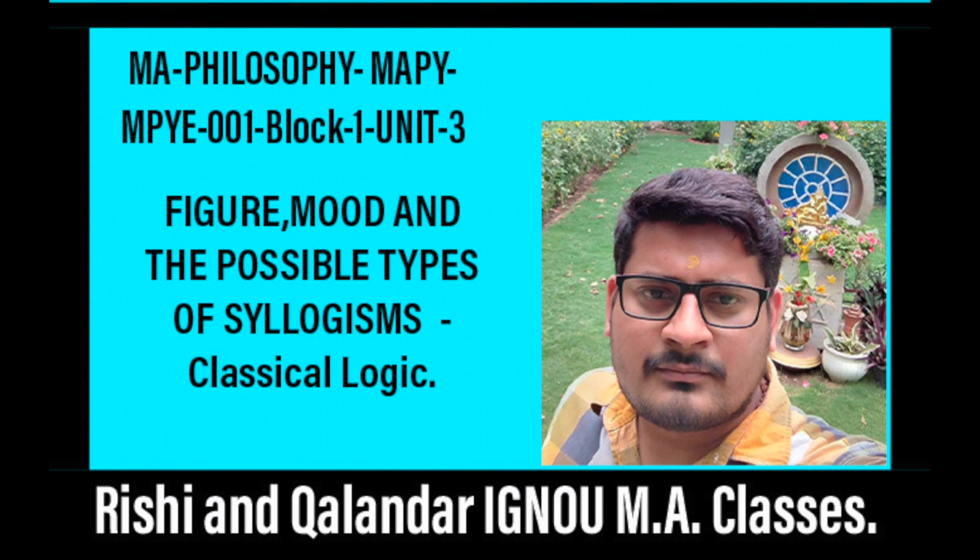Figure 1, MP, SM, so SP. Figure 2, PM, SM, so SP. Figure 3, MP, MS, so SP. Figure 4, PM, MS, so SP. From this scheme, it is clear that neither P nor S determines the figure of the syllogism. History has recorded that Aristotle accepted only the first three figures. The origin of the fourth figure is disputed.